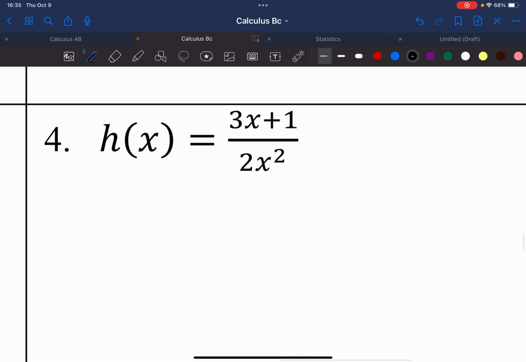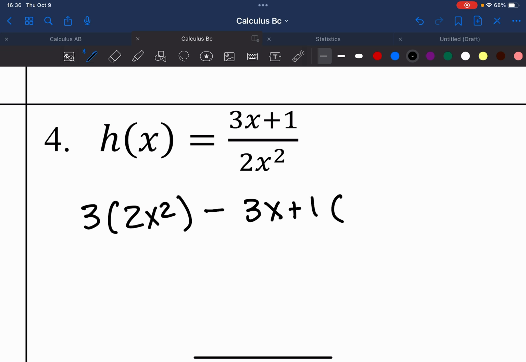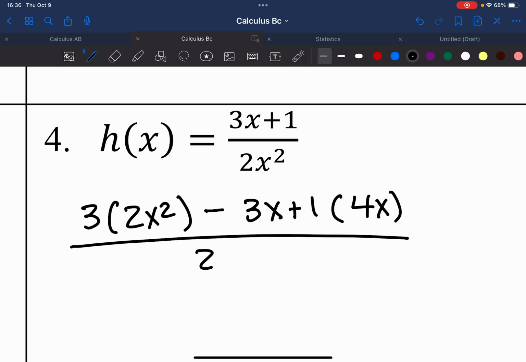Okay, for this one, I take the derivative of the top, which is 3, multiply it by the function on the bottom, 2x squared, minus my function on the top, 3x plus 1, times the derivative on the bottom, 4x, all divided by 2x squared squared.